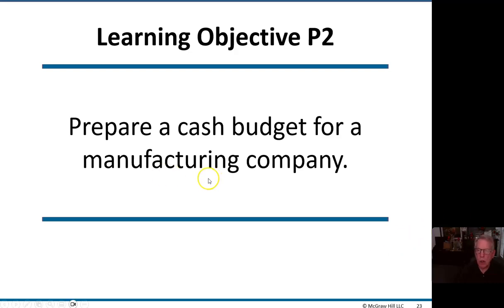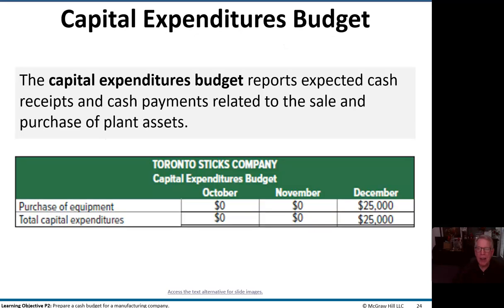Okay, let's take a look at preparing the cash budget for a manufacturing company. Now, we need to put all of these pieces together, which is, in the real world, quite involved. And in academia, it's a little involved too. So let's take a look at that.